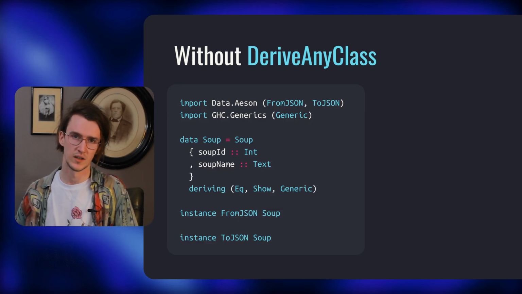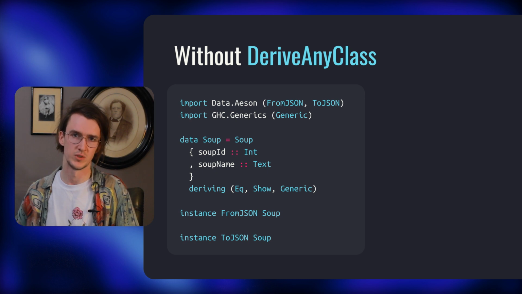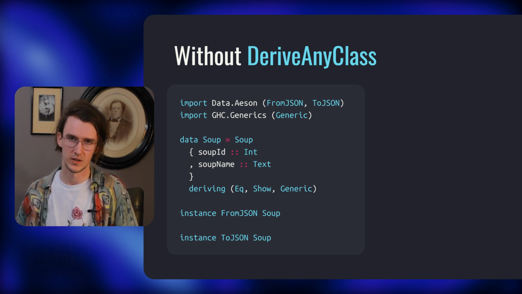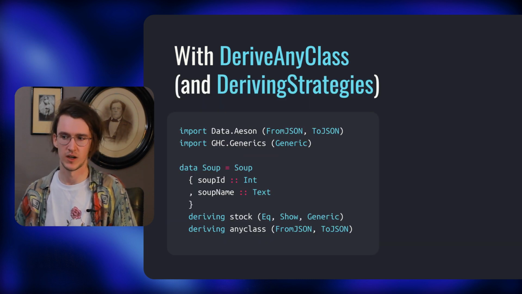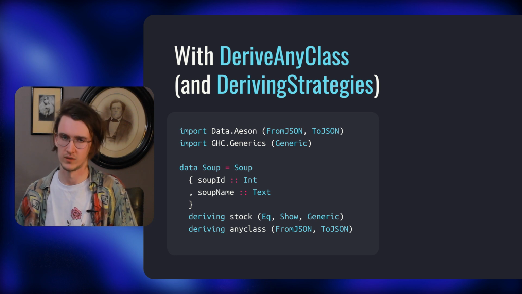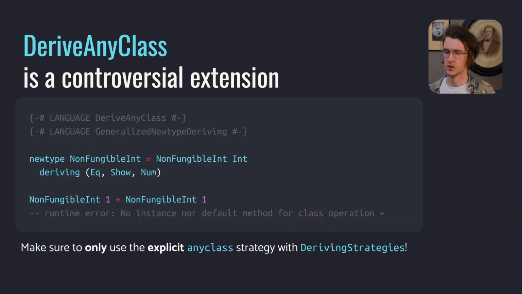Without DeriveAnyClass, we can declare instances with no bodies. Here we have two instances, FromJSON and ToJSON. Just the heads, no bodies. It's the same as deriving this with DeriveAnyClass and deriving strategies. Instead of declaring FromJSON and ToJSON instances, we move them to the deriving clause with the anyclass deriving strategy.